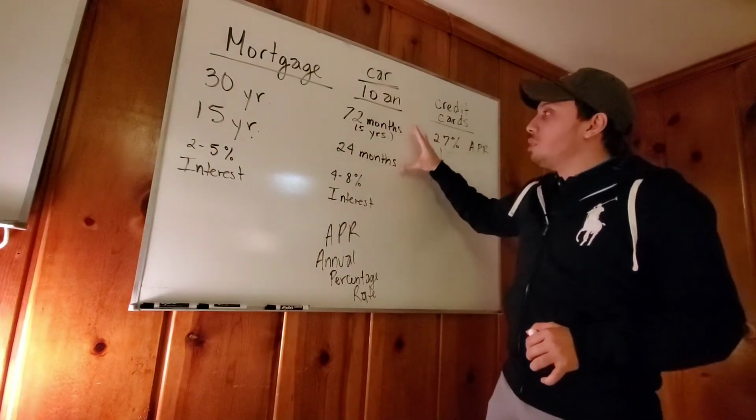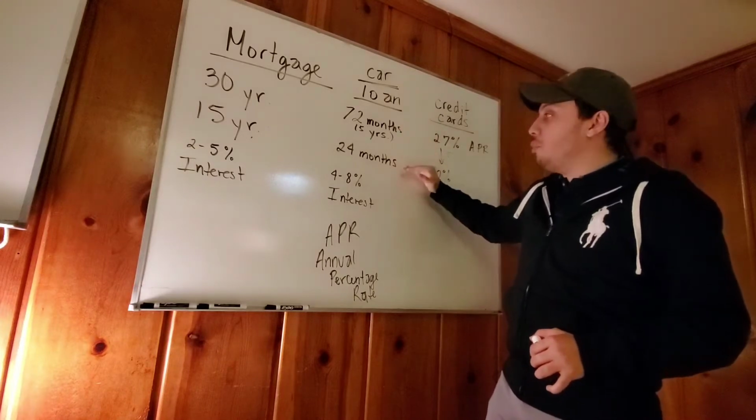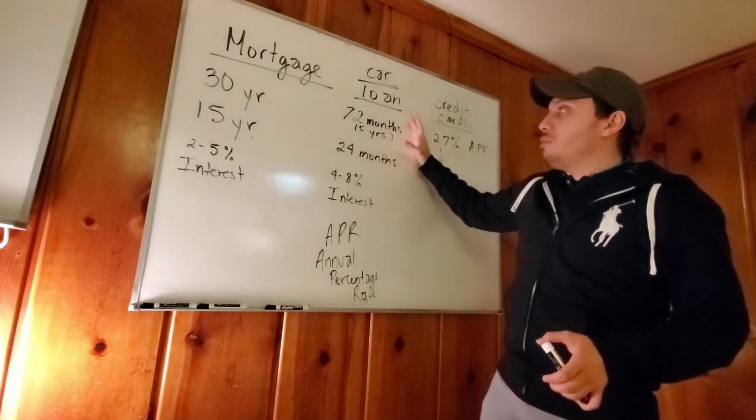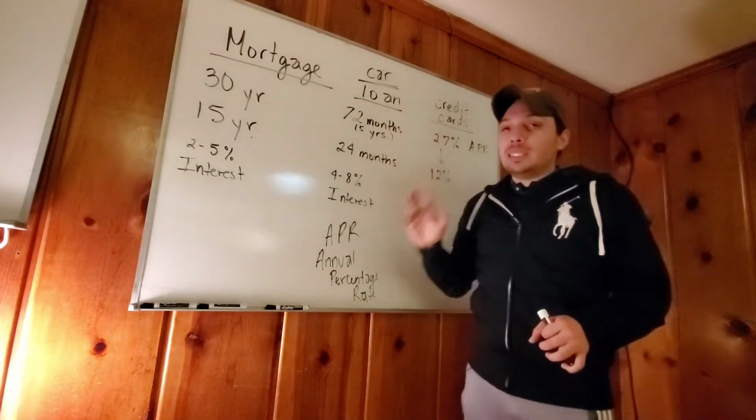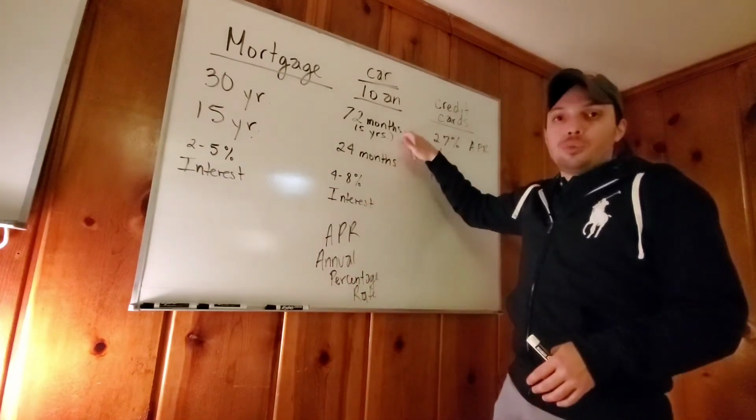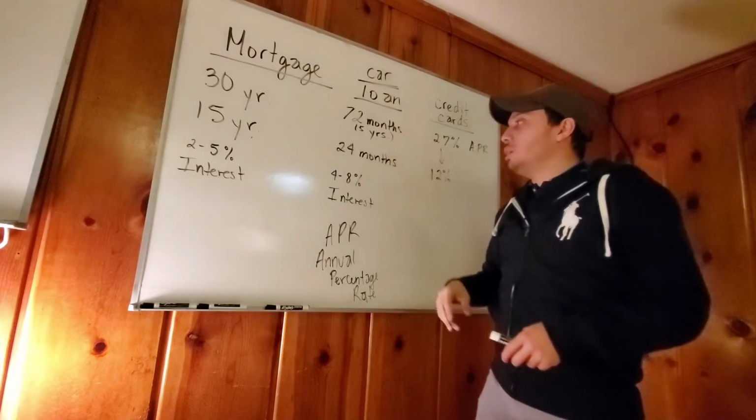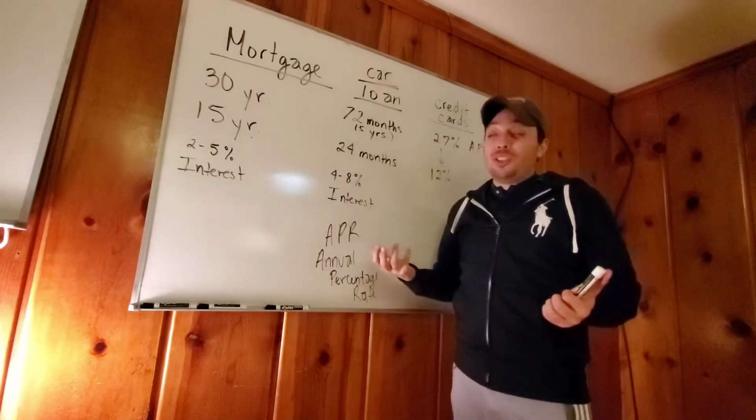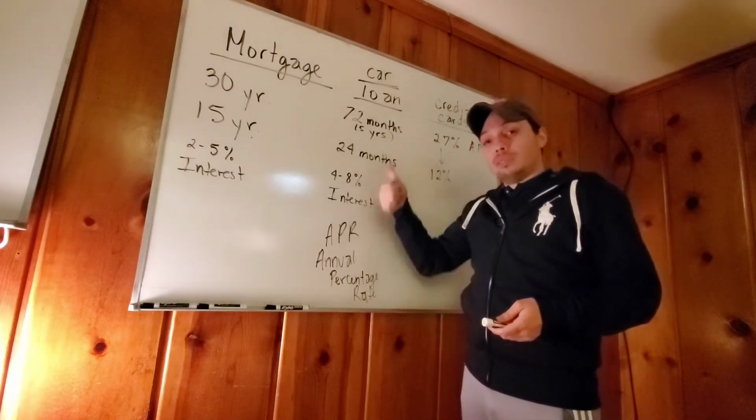For the car loans, it's going to be shorter periods of time, from 24 months, 2 years, to 72 months, which is something that I didn't know existed until I actually went to buy a car, and they actually pushed me to the 72-month one. It's just a new thing that they're doing, but they do put the interest a little bit higher.